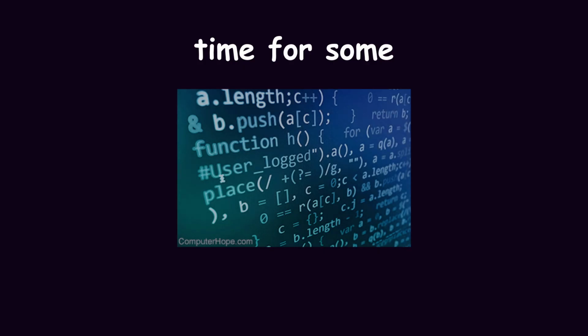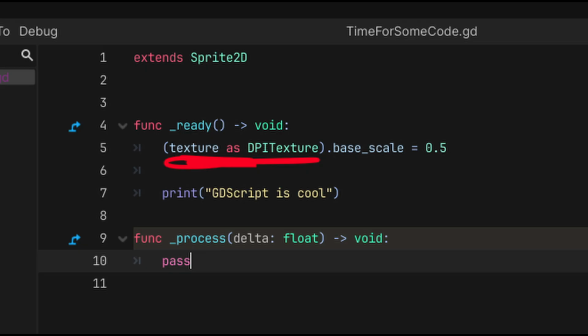Now that we know how to make Godot automatically scale and rasterize our assets, I'll show you how to programmatically scale the vector assets. First, you need a reference to the DPI texture's resource. This will heavily depend on how you deal with sprites in your game, so I'm not gonna cover it. Use the base scale parameter to change the DPI texture's base scale.